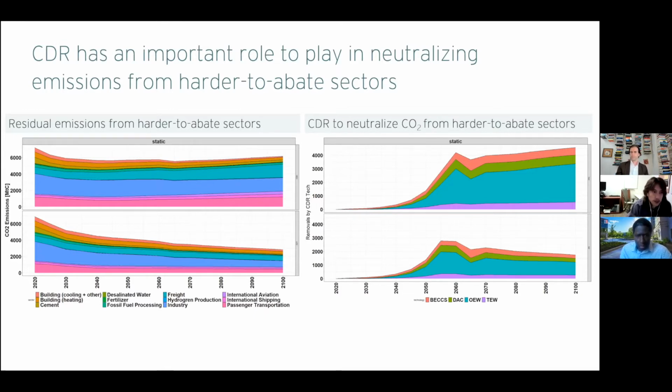Now, it should be noted that with these scenarios in this research, it doesn't necessarily mean that CDR is 100% requisite to offsetting emissions in even low energy demand futures. What this is saying is that this particular model, GCAM-CDR, says that CDR is needed when CDR demand is linked to hard to abate emissions. And we can go ahead to the next slide.